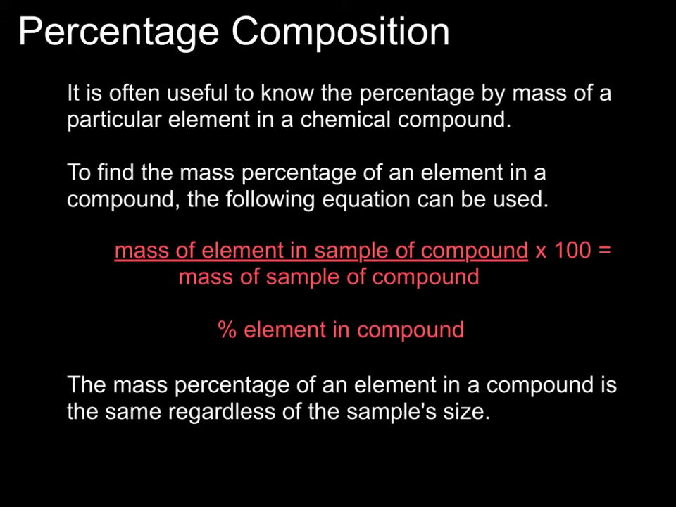The mass percentage of an element in a compound is the same regardless of the sample size. It's always the same percent. So a 60% can be a 6 out of 10, or it can be a 60 out of 100. It doesn't matter how large the sample is, the percentage is the same.